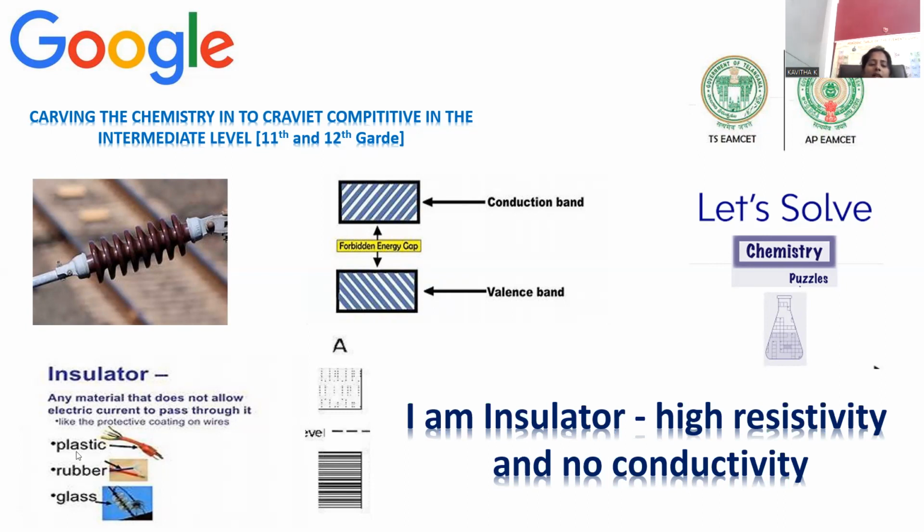So insulator examples are plastic, rubber, and glass. There is no passage of electrons, no passage of current. And this is the way, within the problem they mentioned, a large energy barrier. Insulator, it is saying high resistivity means no conduction. High resistivity means resistance is more, conduction will be zero. That is called what? Insulator.